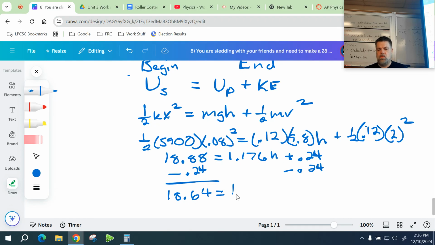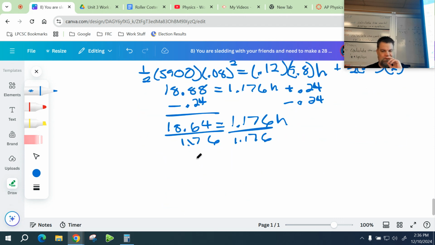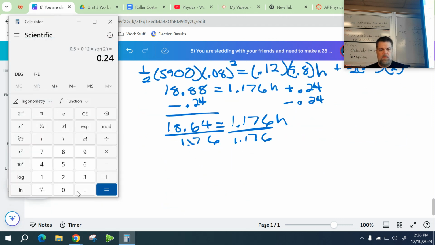This is 18.64 is equal to 1.176 times h. Divide by 1.176. So 18.64 divided by 1.176, you get about 15.9.